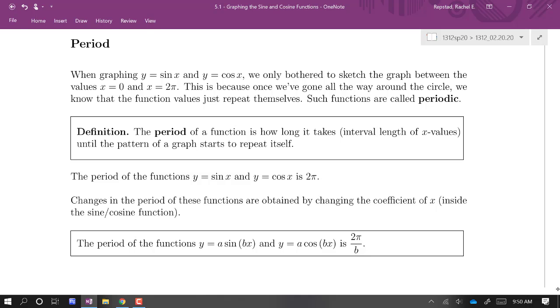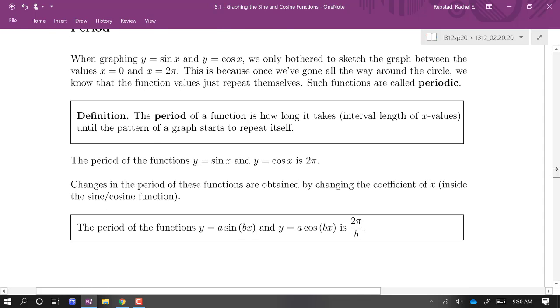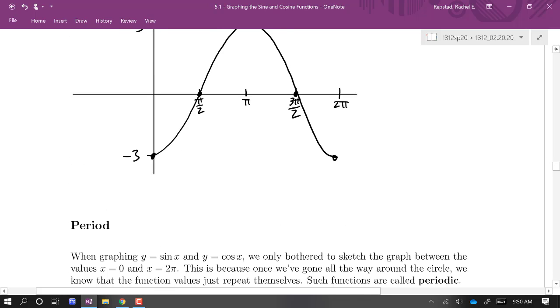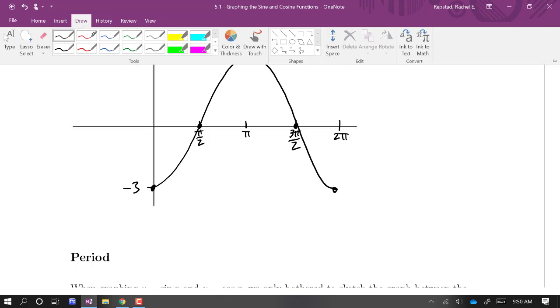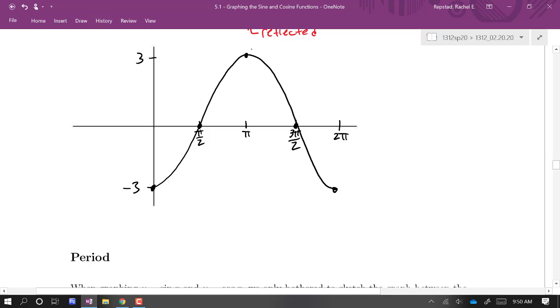And when you look at a graph, I usually use either a peak or a valley. You take the same corresponding point in the pattern and see where it starts to repeat itself. So I almost always use a peak or a valley. There's only one peak that we could see in this period, but for this graph, we do have 2 valleys, and this period is 2 pi. That goes from 0 to 2 pi.